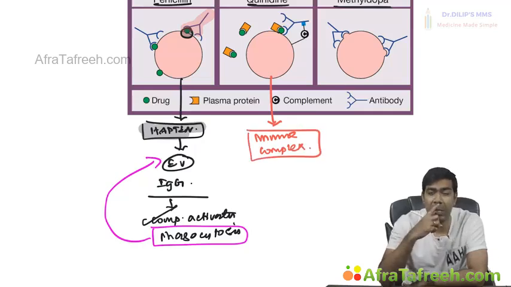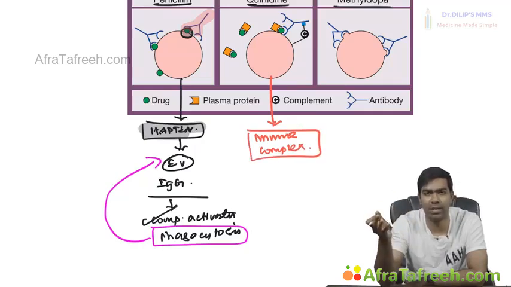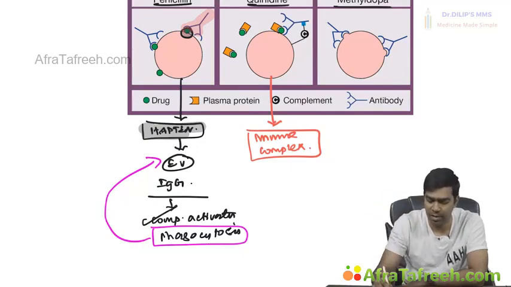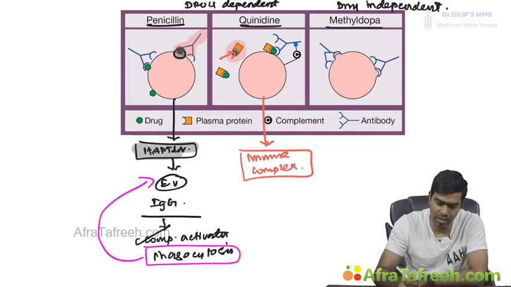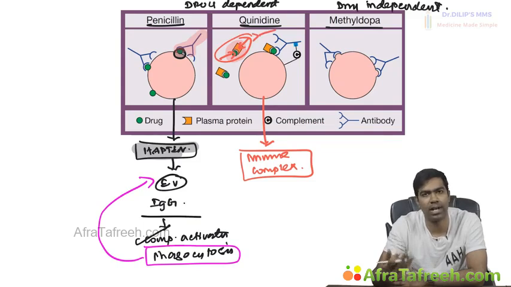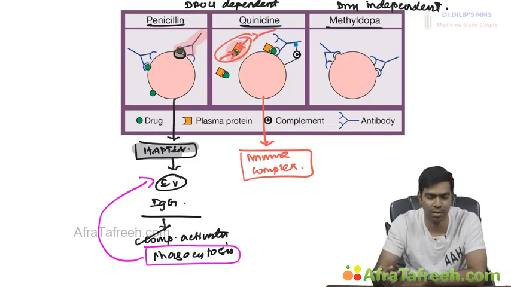Immune complex formation. In this condition, the drug does not directly bind to the RBC membrane. Initially you will form this, the drug and the plasma protein. Any plasma protein binds with the drug, and this becomes an antigen, and you will develop your antibodies against this drug-plasma protein complex.